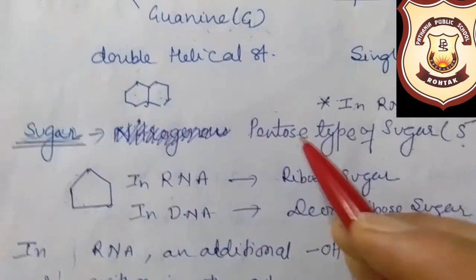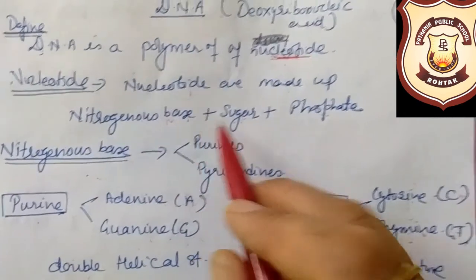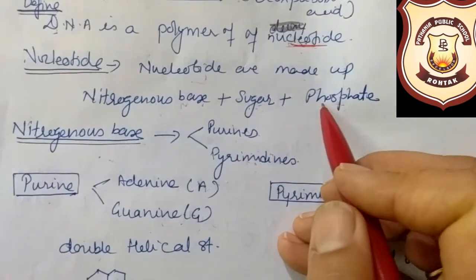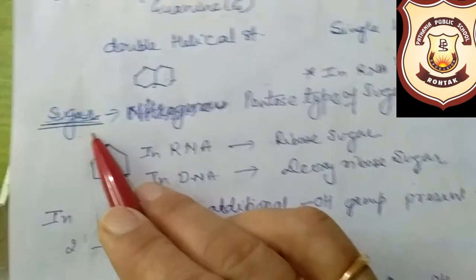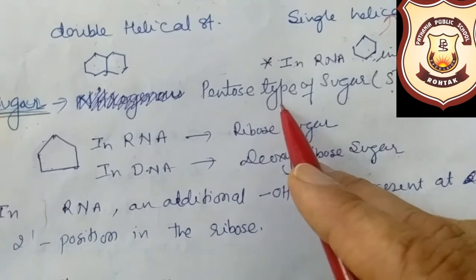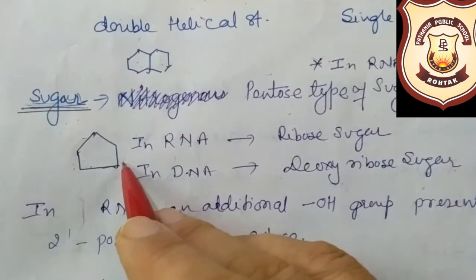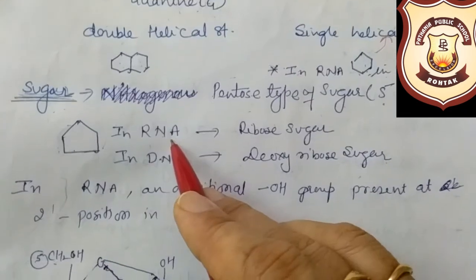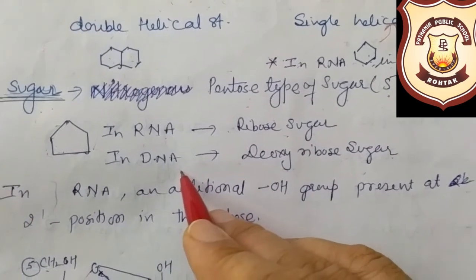Now you can again see the formula: nitrogenous base, sugar and phosphate all together comprise the nucleotide. Nitrogenous bases we have discussed. Now we are coming to the next component of the nucleotide, that is sugar. The sugar present in the nucleotide is a pentose type of sugar. Pentose means a 5 carbon sugar. In RNA the sugar is ribose, and in DNA the sugar is deoxyribose.